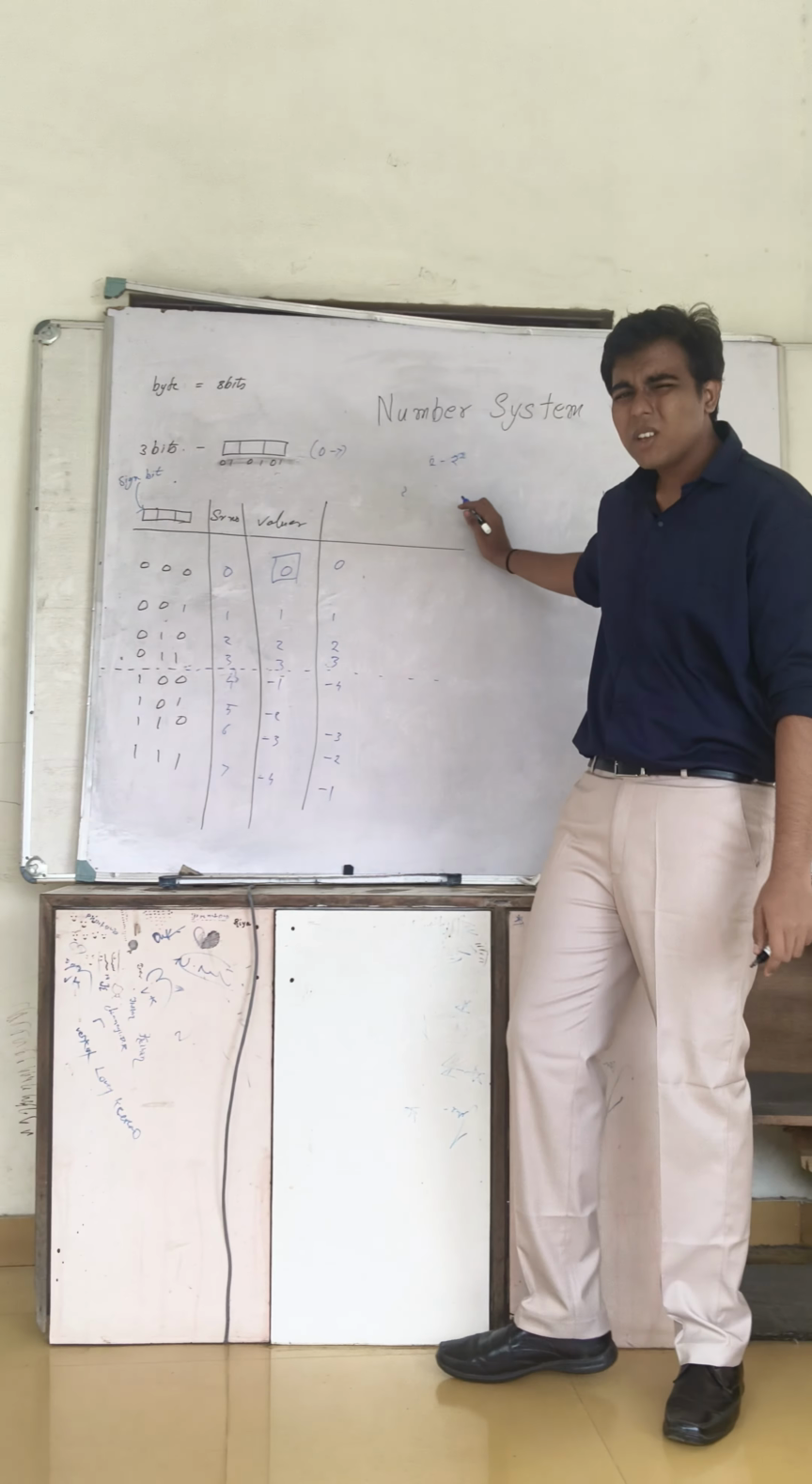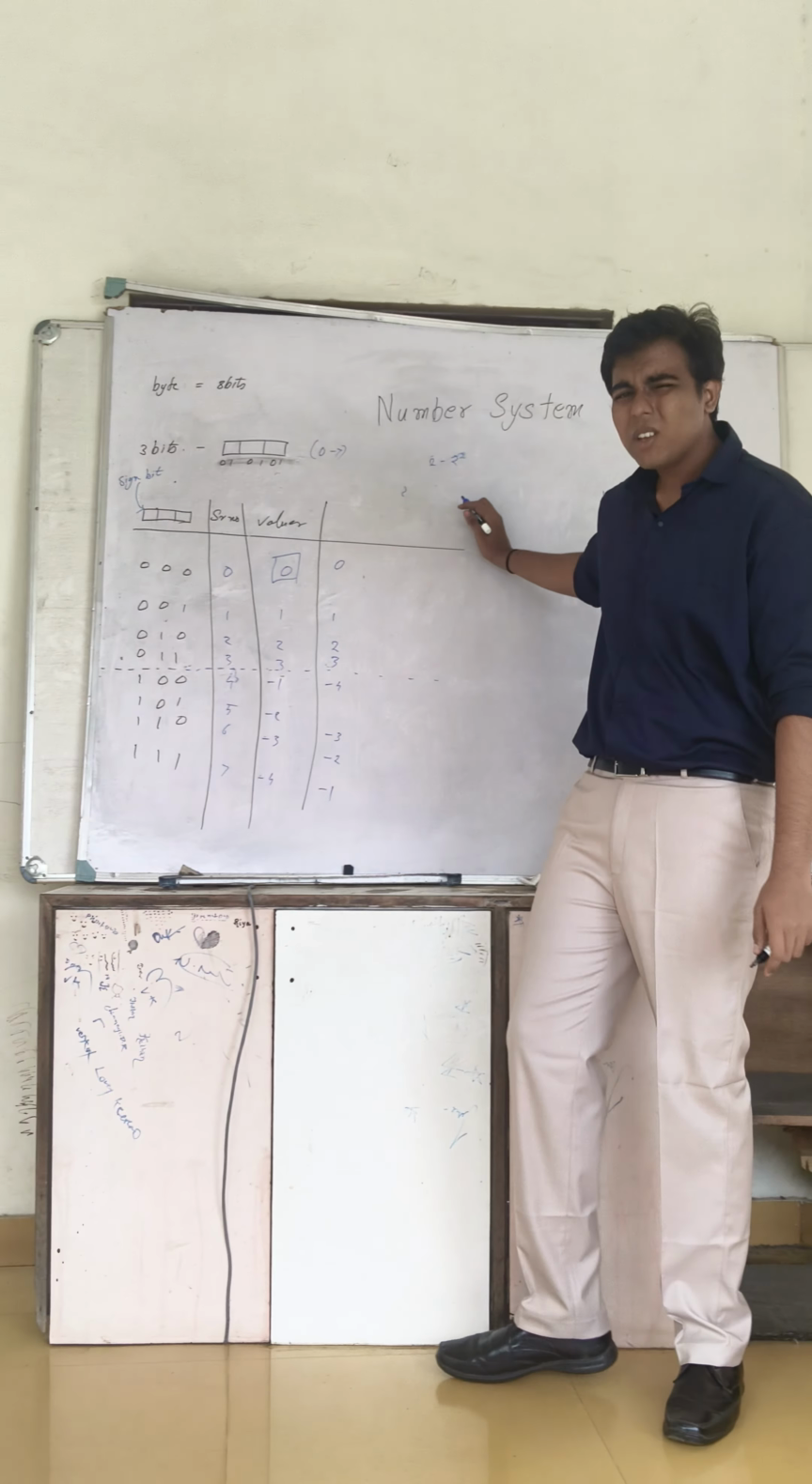So the number of possible combinations will be 2 to the power n. So here 2 remains the same, n remains the number of bits, 2 to the power n, which equals to, let's see, 0 to 7. So 2 to the power 0 is 1, 2 to the power 1 is 2, 2 to the power 2 is 4, 2 to the power 3 is 8, 2 to the power 4 is 16, 32, 64, 128.